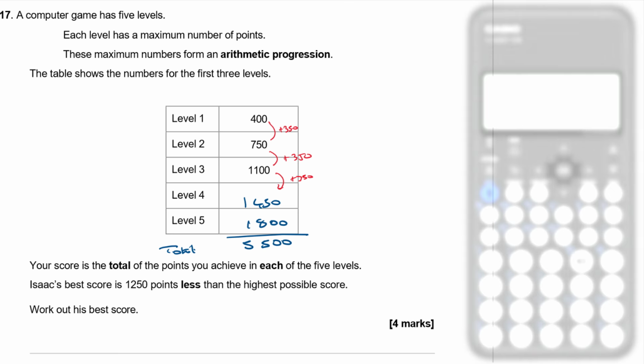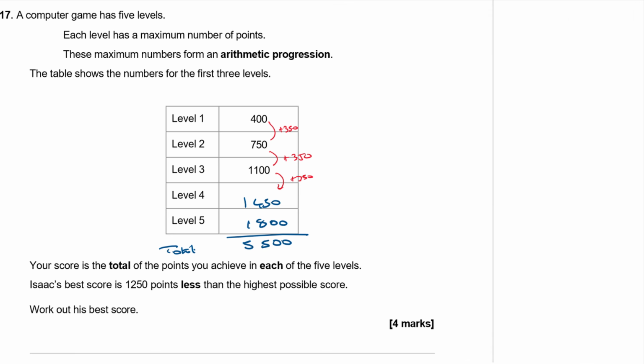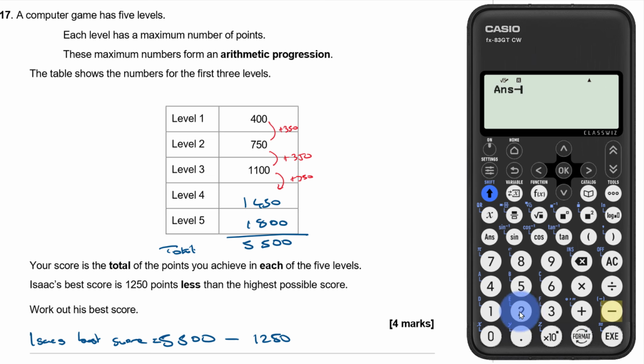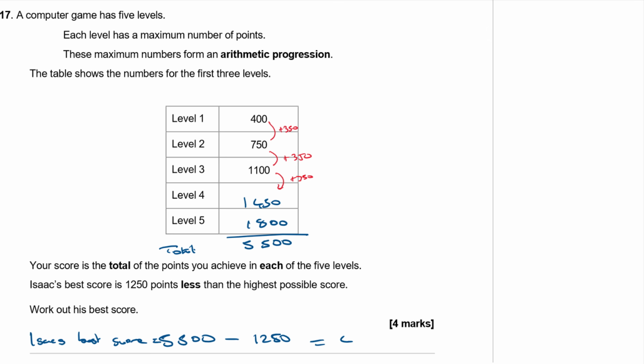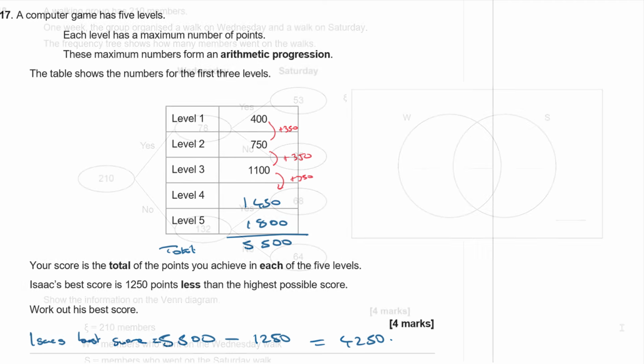So if Isaac's best score is 1,250 less than the possible high score, then he's going to get 5,500 minus 1250. So this is Isaac's best score. So it's going to be the 5,500 minus the 1,250. So that comes to 4,250. So that is his best score.